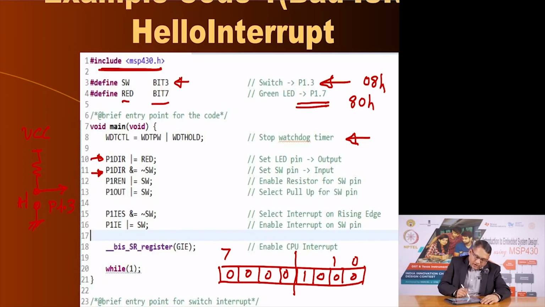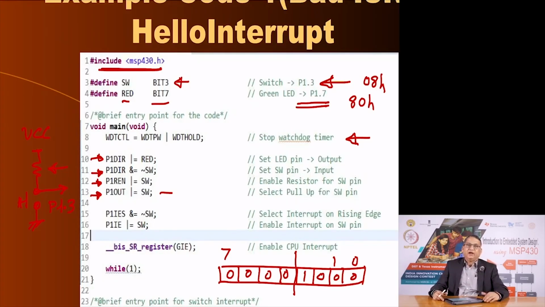You are also enabling an internal pull up resistor by using this REN register, and then you are writing a 1 into the P1 OUT corresponding bit, so that you are enabling the internal pull up resistor also. But beware that there is also an external pull up resistor. So, this instruction is superfluous, but it does not hurt.